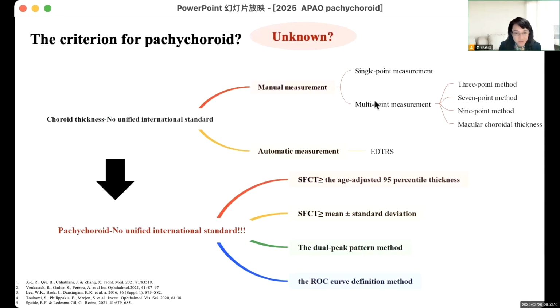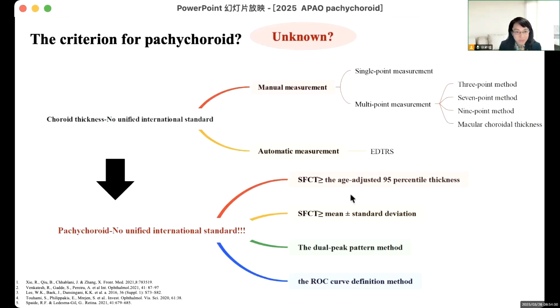Secondly, current diagnostic cutoff values for pachychoroid are not objective. Most studies use the average choroidal thickness of the study population, with the standard deviation added or subtracted, to determine the value. Some studies directly use a threshold of greater than 228 micrometers as a diagnostic criterion. However, choroidal thickness in healthy individuals varies with physiological factors such as time of day, age, and other conditions. Therefore, a cutoff value based on physiological indicators such as age, sex, refractive error, and anterior chamber depth is more reasonable.